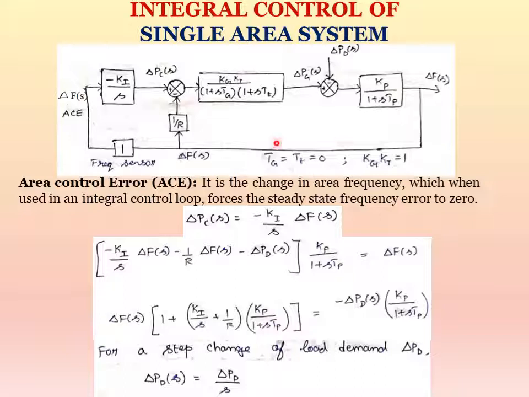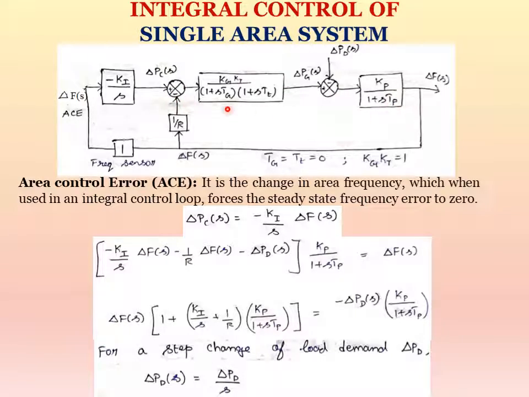Now we are going to reduce this block diagram with the basic assumptions Kg/Kt equal to 1 and Tg/Tt equal to 0. When you substitute these values here, this numerator will be equal to 1, and the denominator Tg and Tt is equal to 0 now. The denominator value will also be equal to 1. So this block value will be reduced to 1. So we will be having only two summing points with the Kp block.